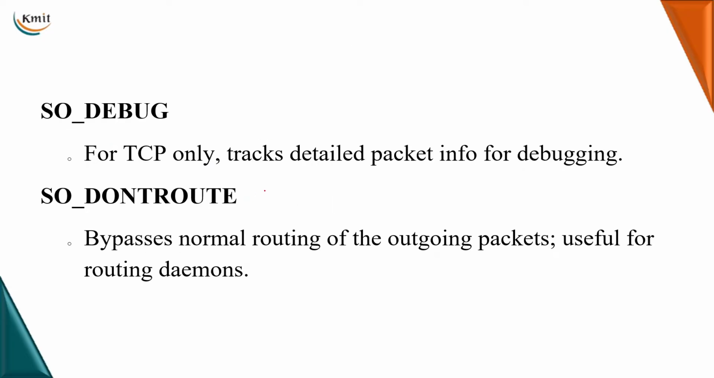Then the socket debug option. This option is used only for the TCP protocol, where it is used to track detailed packet information for debugging. Then we have the socket don't route option, which bypasses the normal routing of outgoing packets. It is useful for routing daemons, which are programs that run in the background performing various tasks without direct interaction from the users.